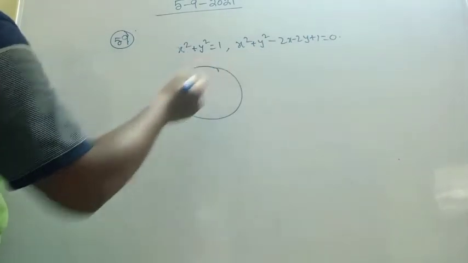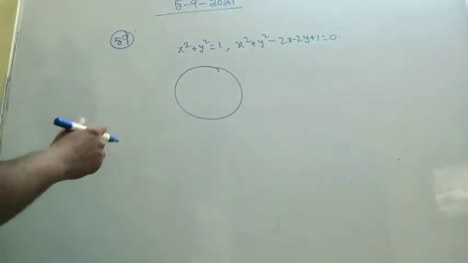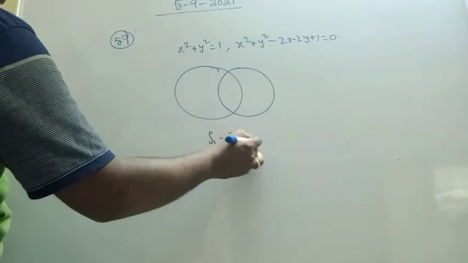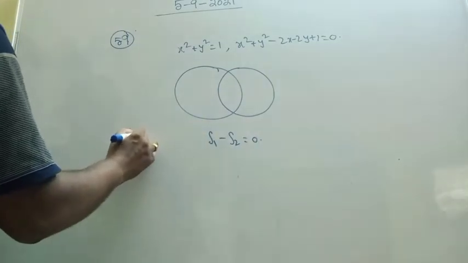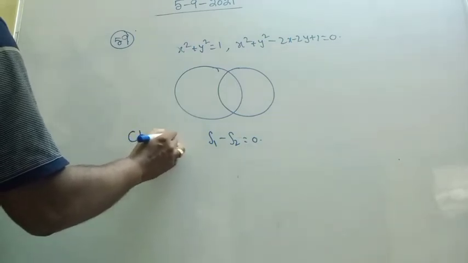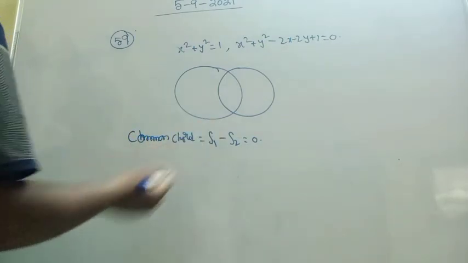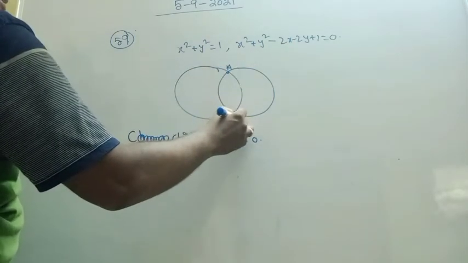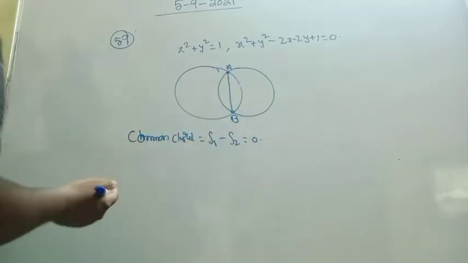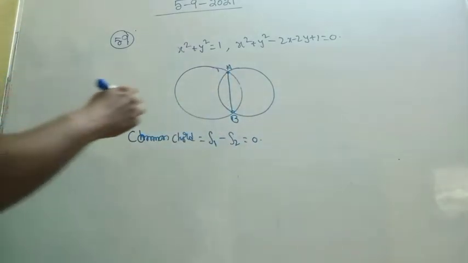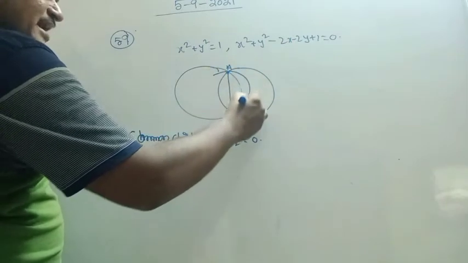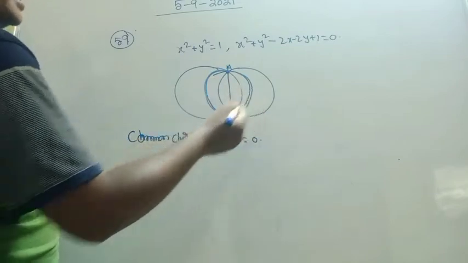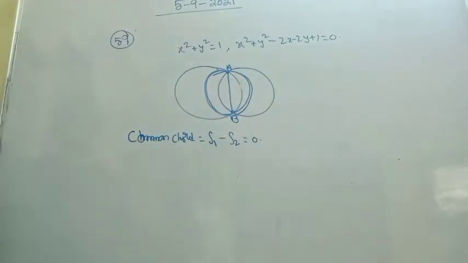Then you know that for the equation of the circle drawn on the common chord, the common chord is obtained by S1 minus S2 is equal to 0. Now, you see, my dear students, we have A and B here, and this is the common chord. What they are telling is the circle with this as diameter. That you can easily get, my dear students.